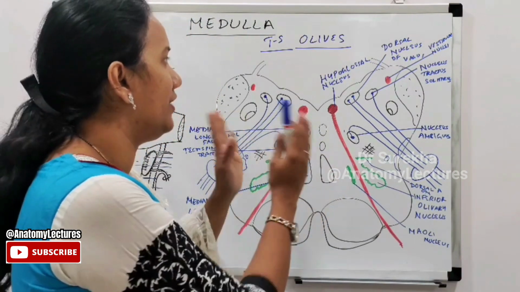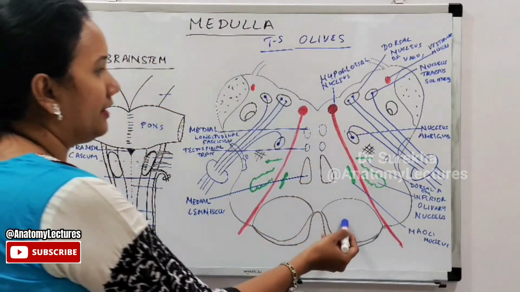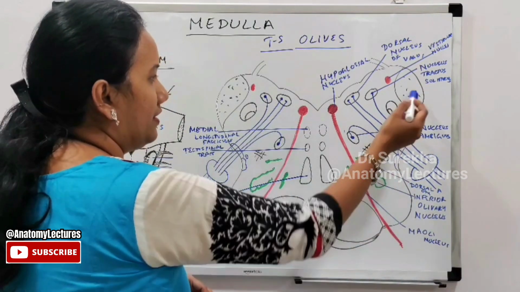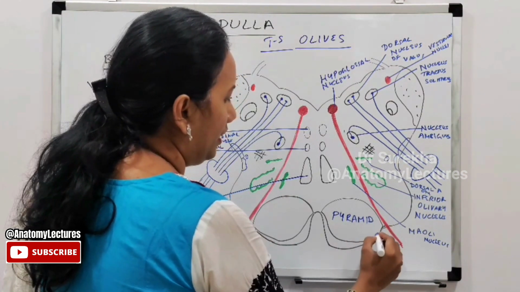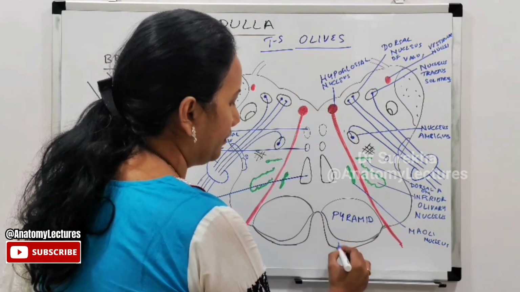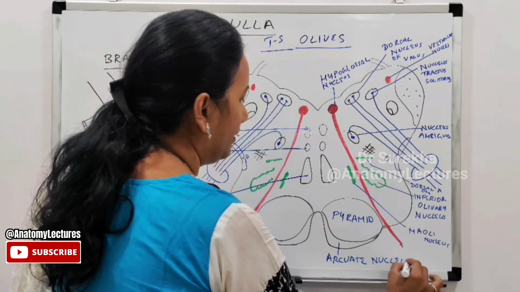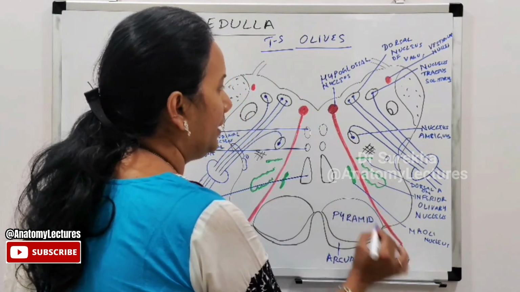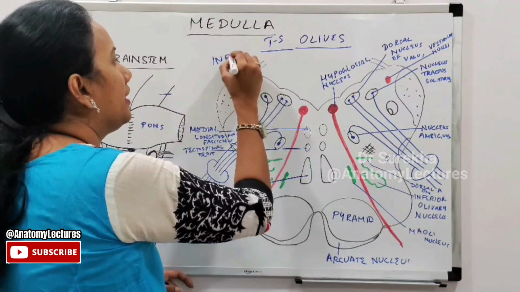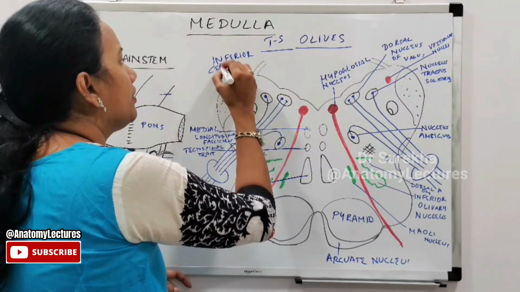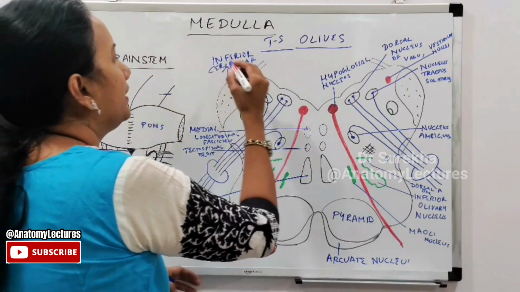So an important feature which we see here is the olivary nuclear complex, and then anteriorly and posteriorly you see two important conspicuous structures. So this is the pyramid. This is related anteromedially to the arcuate nucleus. This is the arcuate nucleus which is present anteromedial to the pyramid, and posteriorly the important structure which you are able to see is the inferior cerebellar peduncle. So this is the one which consists of the nerve fibers which will connect the medulla with the cerebellum.